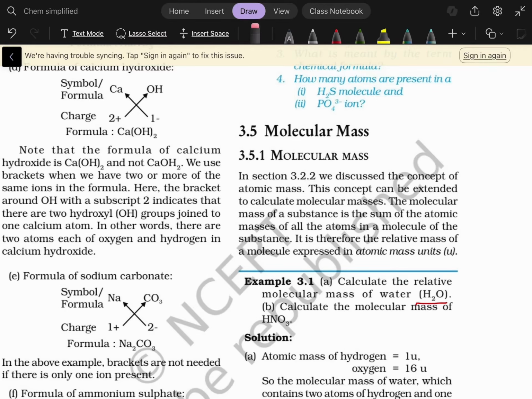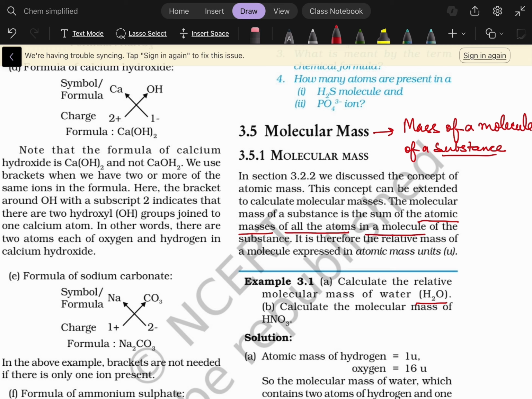In this video, we are going to talk about the concept of molecular mass, formula unit mass, and the calculation of molecular mass. Molecular mass basically means the mass of a molecule of a substance, the mass of one molecule of a substance. So how to calculate this? It is calculated by adding the atomic masses of all the atoms in a molecule.